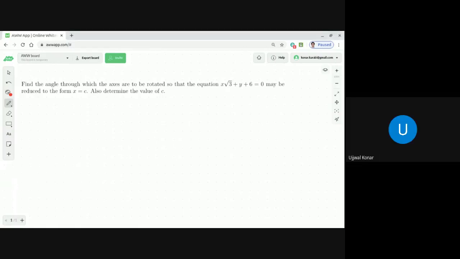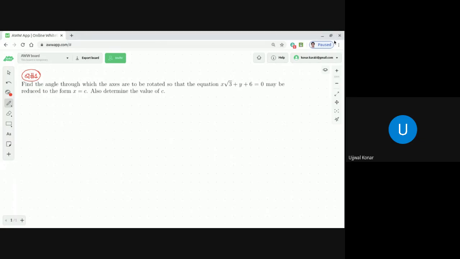The question was: find the angle through which the axes are to be rotated so that the equation x root 3 plus y plus 6 equal to 0 may be reduced to the form x equal to c. And from there, we need to find the value of c.